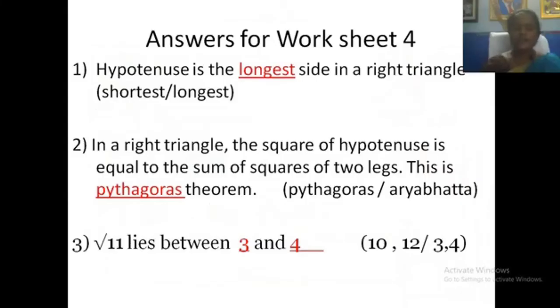Now let us see the answers for worksheet 4 that was given in the last video. The first question, hypotenuse is the dash side in a right triangle. Options, shortest or longest. Answer is longest. Second one, in a right angle triangle, the square of the hypotenuse is equal to the sum of squares of two legs. This is dash theorem. Answer, Pythagoras. Third one, root 11 lies between which two integers, 3 and 4.